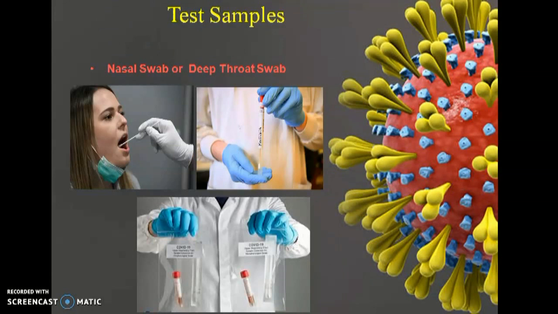So what are the test samples used? Nasal swabs or deep throat swabs are generally used as samples. The samples are collected from the deeper regions of the nose or throat, where the virus is supposed to be present during the early stage of infection. Once the swabs are collected, they are transported in a special plastic tube containing a virus transporting medium, which prevents the inactivation of the virus during transportation. And this transportation is carried out as early as possible at lower temperatures.